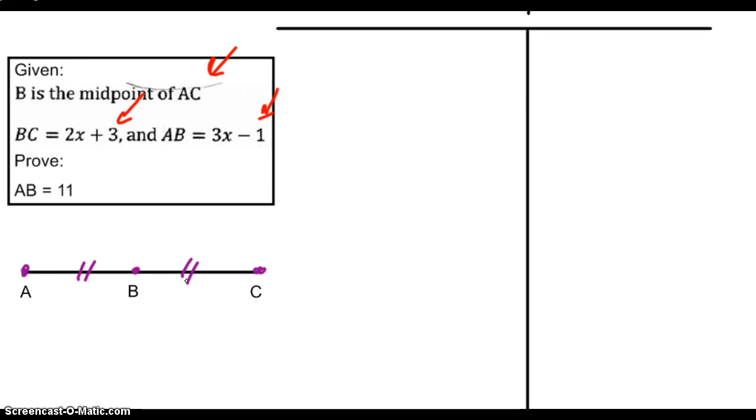Well, let's see, BC is 2x plus 3. Got to mark that down. That's what we got to do. Okay. And then AB is 3x minus 1. I'll mark that down as well. And normally we would just skip straight to writing the equation.